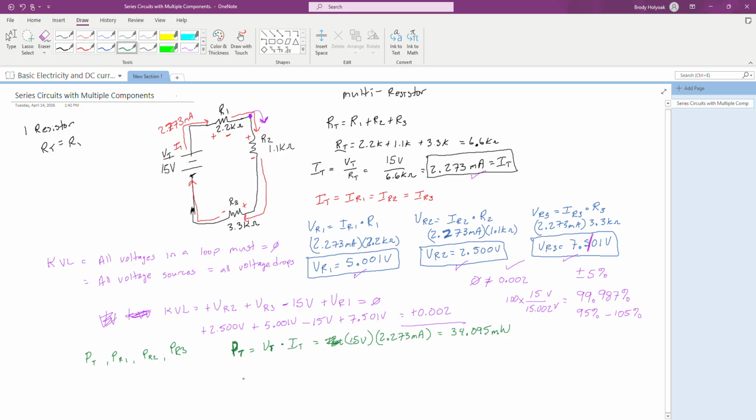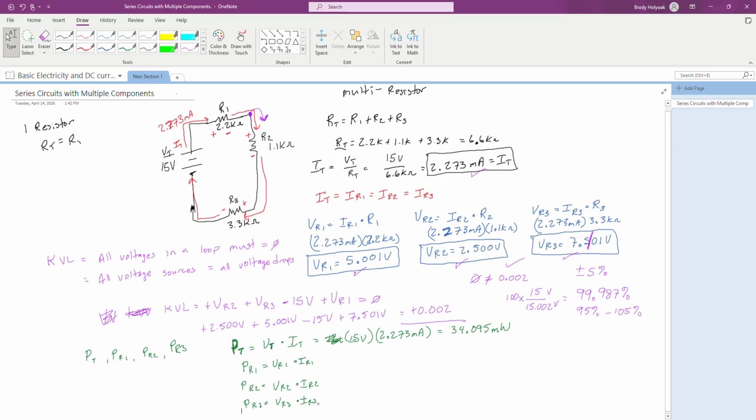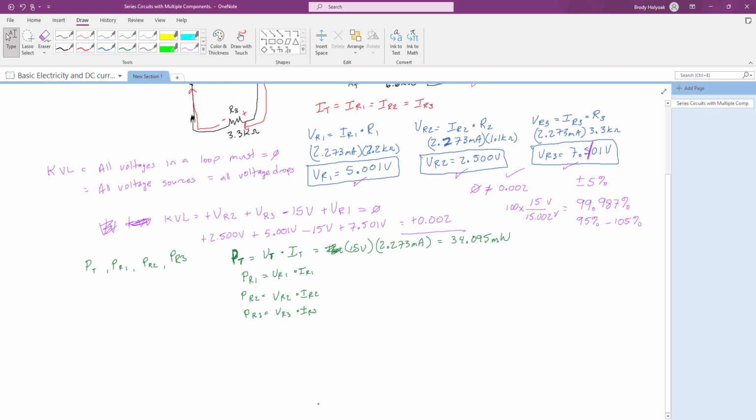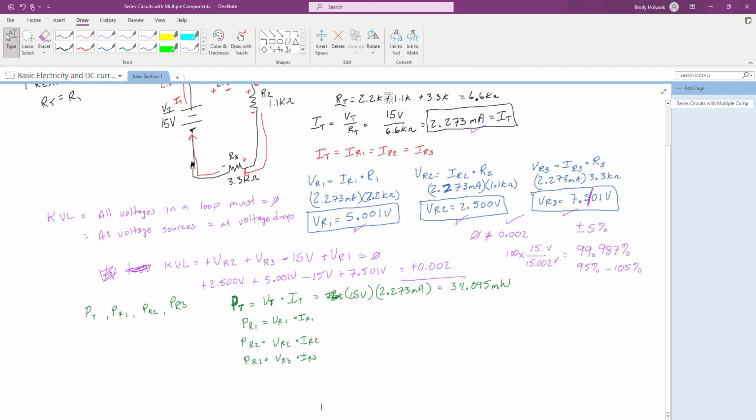So then when I'm looking at how this splits up, the power of R1 is equal to the voltage of R1 times the current of R1. The power of R2 is the voltage of R2 times the current of R2. Power of R3 is the voltage of R3 times the current of R3. Hopefully by now you can see that this pattern is still following. I'm still using the exact same equations, the exact same Ohm's law, everything that we did before.